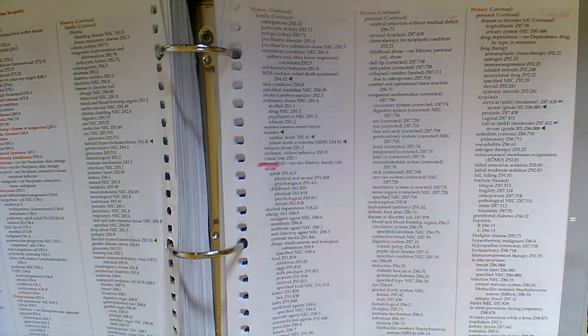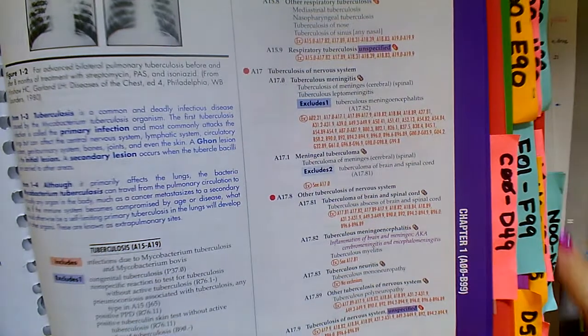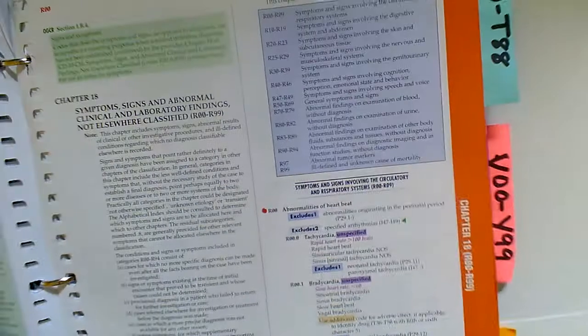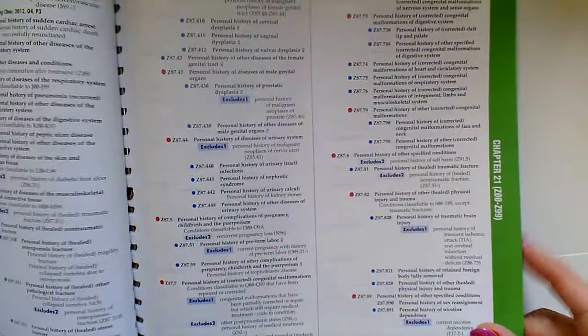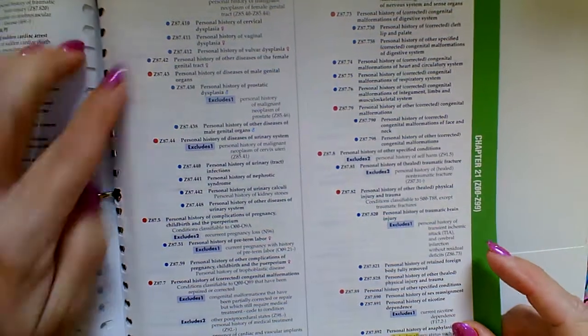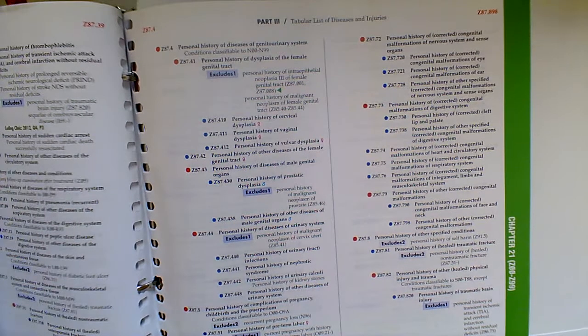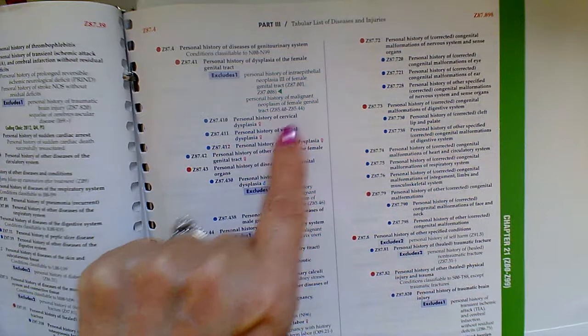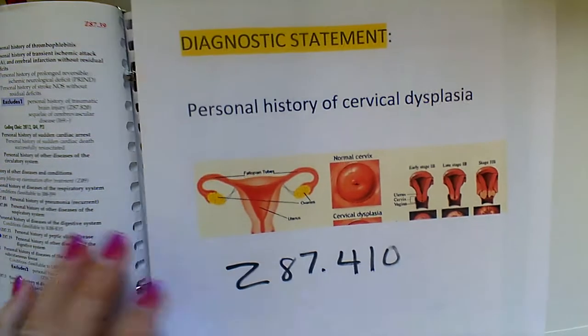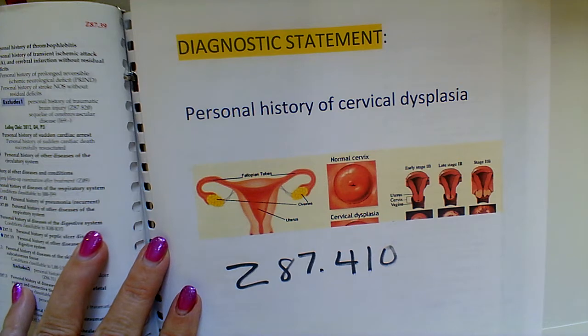and verify that code. If you have your book marked, you can find your Z codes pretty quickly. So we want to go to Z87.410. A personal history of cervical dysplasia. That matches our diagnostic statement.